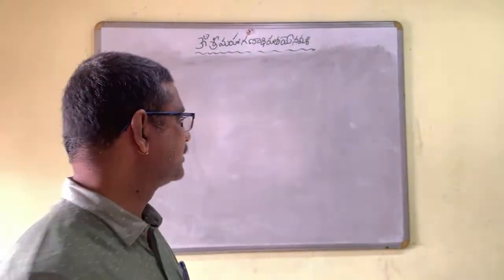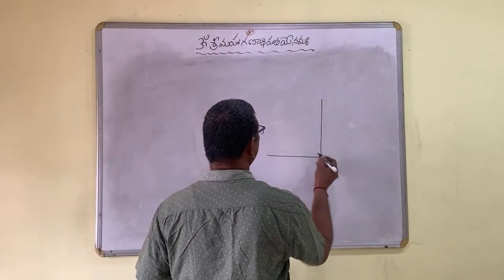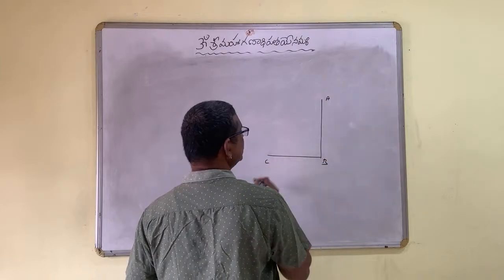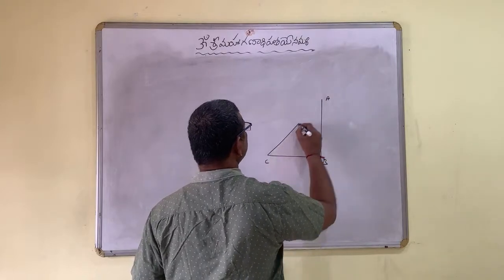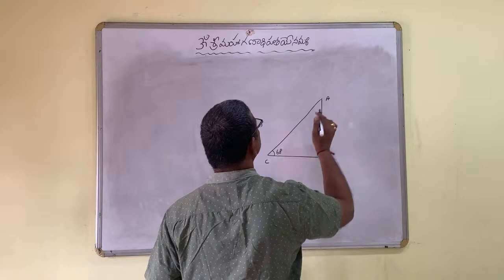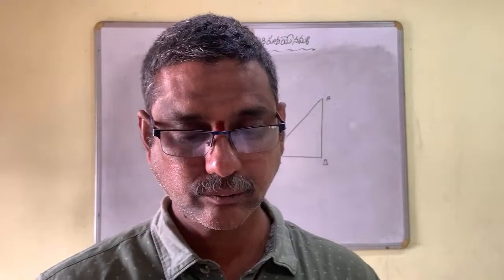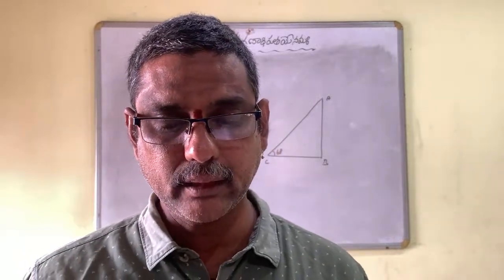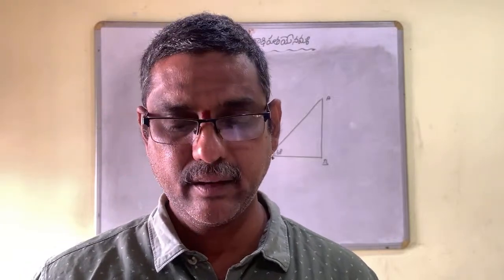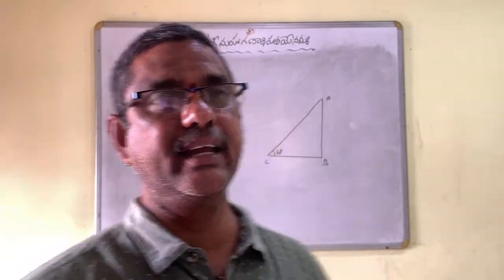There is a tower, AB is the tower, and there is a point. C is the point of observation, and from here the angle of elevation is 60 degrees. Now, from another point 10 meters vertically above the first, its angle of elevation is 30 degrees.